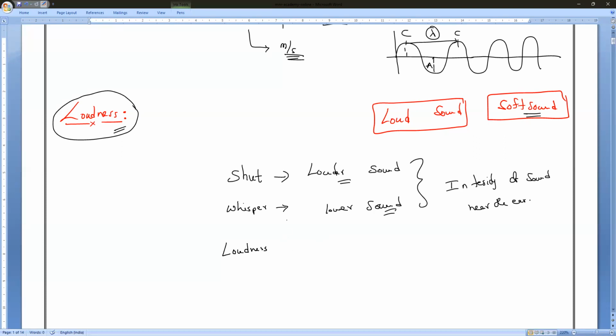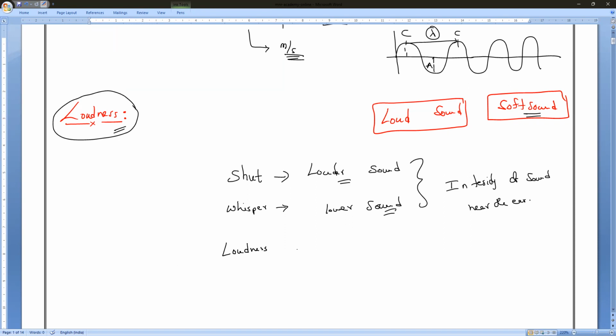Loudness is based upon your listening capacity and the intensity present near to your ear. If you are hearing a louder sound, like shouting, the intensity is very high, and you will experience the louder sound. If the intensity is less near to the ear, you will experience the lower sound.